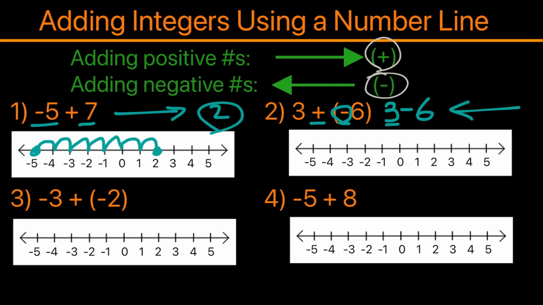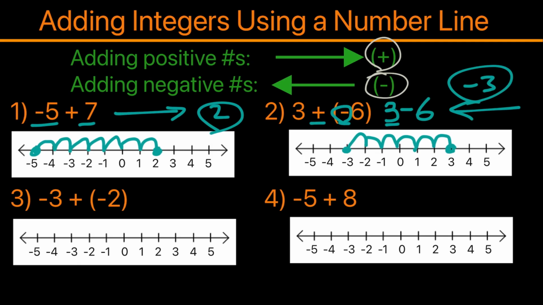So our starting point is 3, so we'll place the point on 3. Then we want to go 6 spaces to the left. That's 1, 2, 3, 4, 5, 6. And so we'll end up at -3. And that's our answer.